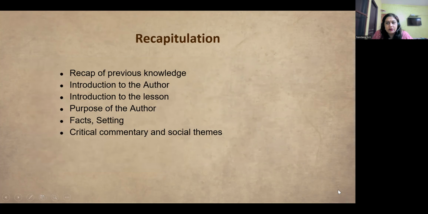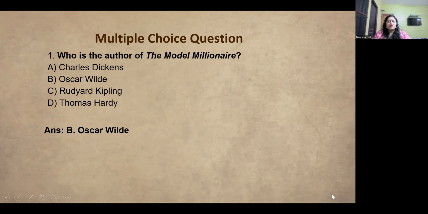Now, a recapitulation of whatever we learned through the course of this session. In the recap of previous knowledge, we discussed the themes related to the story. We introduced ourselves to the author, had an introduction to the lesson, the purpose of the story or of the author, and went through a few facts in detail, as well as the setting of the story. We also discussed in detail the critical commentary and the social themes clearly depicted in the story. Now let us assess ourselves with these multiple choice questions.